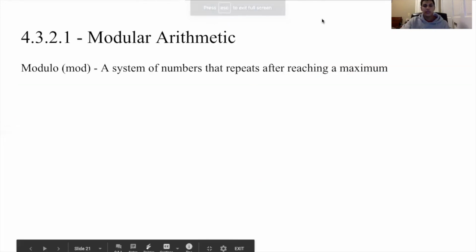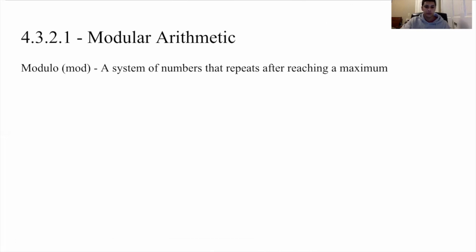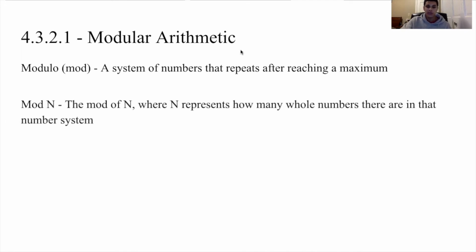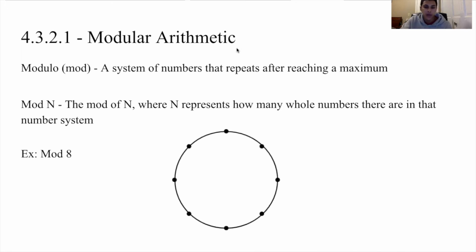All right, so just to quickly review what we've learned this lesson. This entire lesson we talked about modular arithmetic, which has to do with what we call mods, which is a system of numbers which repeats after reaching a maximum, where in mod n, n represents how many whole numbers there are in that number system. And then we looked at mod 8 as an example, where you'd have 8 whole numbers in mod 8, and once you reach the top number, which is 7, you go back to 0 and repeat. So you go 0, 1, 2, 3, 4, 5, 6, 7, 0, 1, 2, and so on.